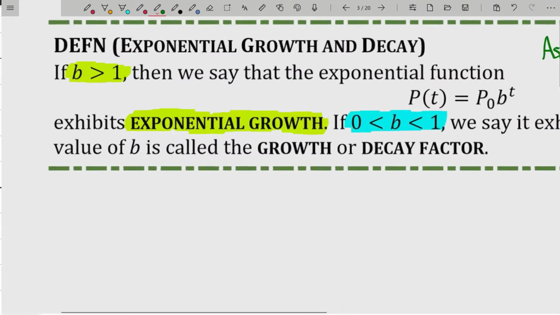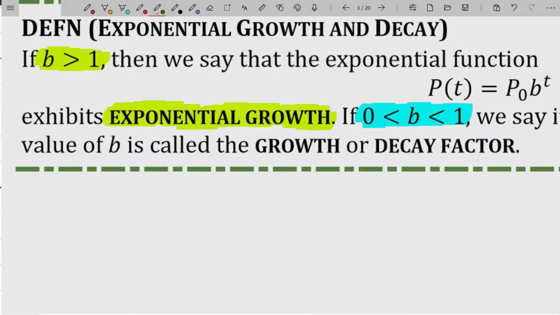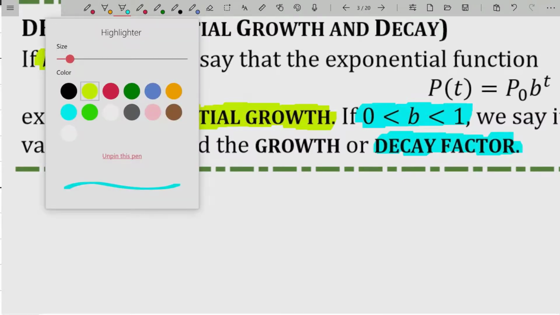And by the way, the value of b, depending on if the function is increasing or decreasing, is called the growth or decay factor. So you either have a growth factor or a decay factor. And so if I say, what's the growth factor?